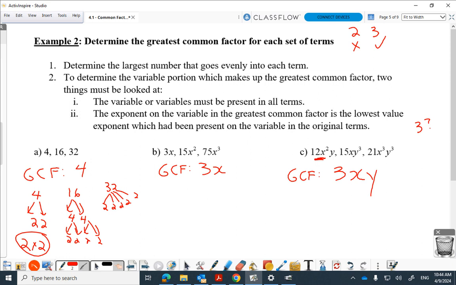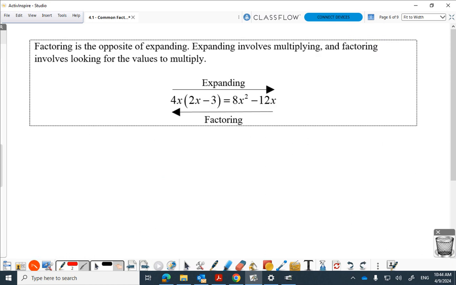Okay, that's the end of the setup. Now, the lesson actually starts. Factoring is the opposite of expanding. We've been always expanding, multiplying out these brackets. Factoring just means we're going to go the other way. We're going to undo the expanding.